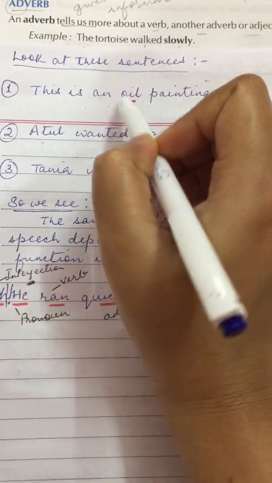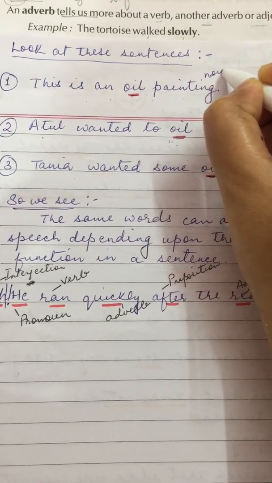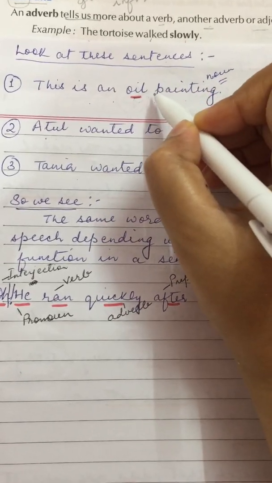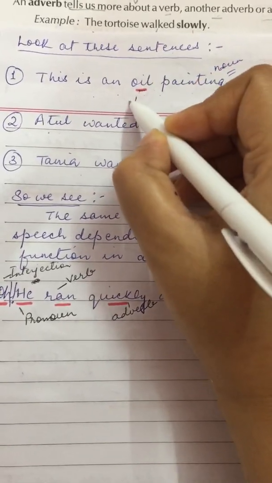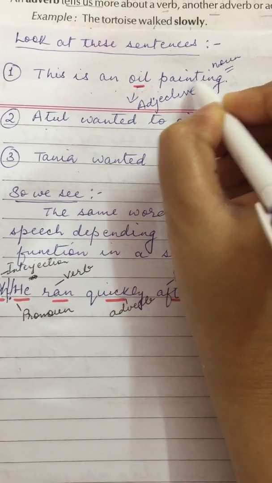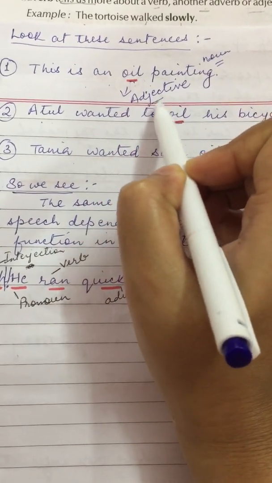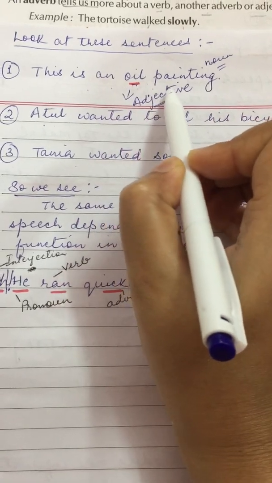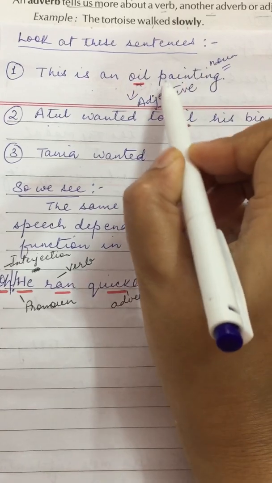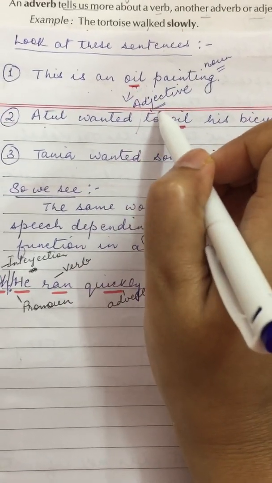In the first sentence, this is an oil painting. Painting is a noun. And what type of painting is it? It is an oil painting. So, oil is acting like an adjective. Why is it an adjective? Because it is telling something more about this noun, painting. What type of painting was it? It was an oil painting. So, oil is an adjective.